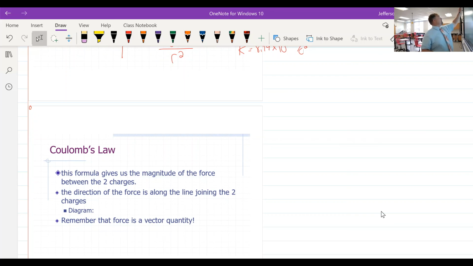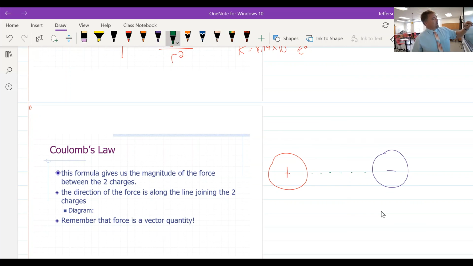But remember, if we're talking about forces, if here's a positive charge and here's a negative charge, that force is directed along the line in between. So we have a force of attraction that is directed along the line between the two.